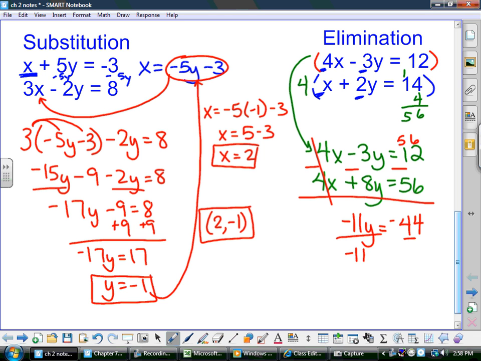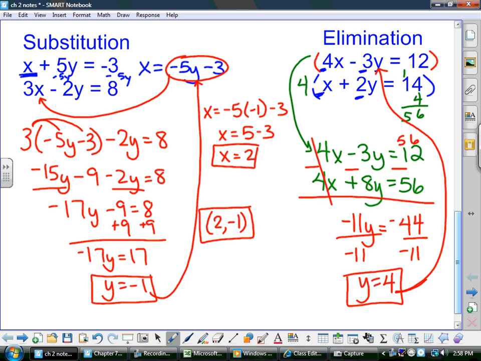Now I can solve for y and get y equals 4. I still need to go back and figure out what x is. I can plug this number for y into the original first equation, I can plug it into the original second equation, or I could plug it into the new second equation. No matter where I plug it in, then I'm going to go about trying to figure out what x is.